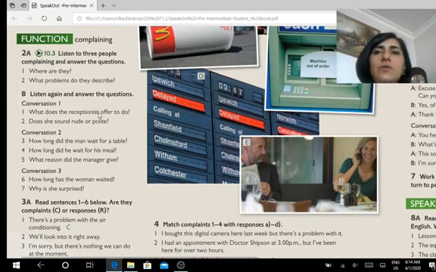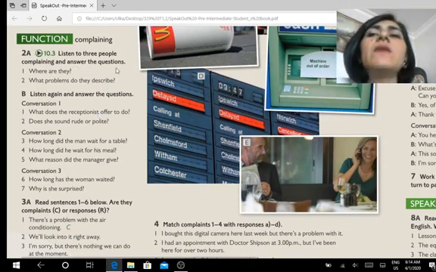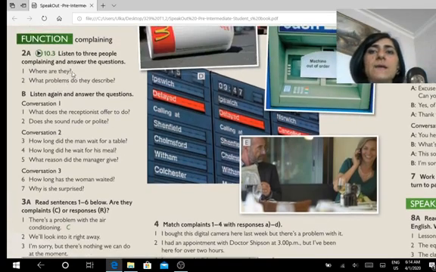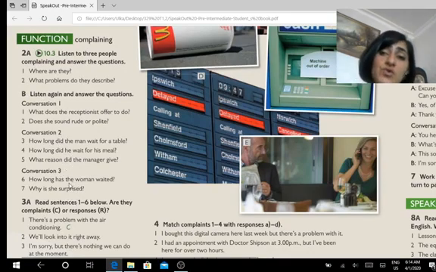Next here is 2A. Listen to 3 people complaining and answer the questions. So 3 people complaining is also in B, you see 3 conversations. They have different questions for each conversation, for each person in 3 conversations. You have to listen and answer the questions. And the same is in 2A, 3 people complaining and answer these questions.